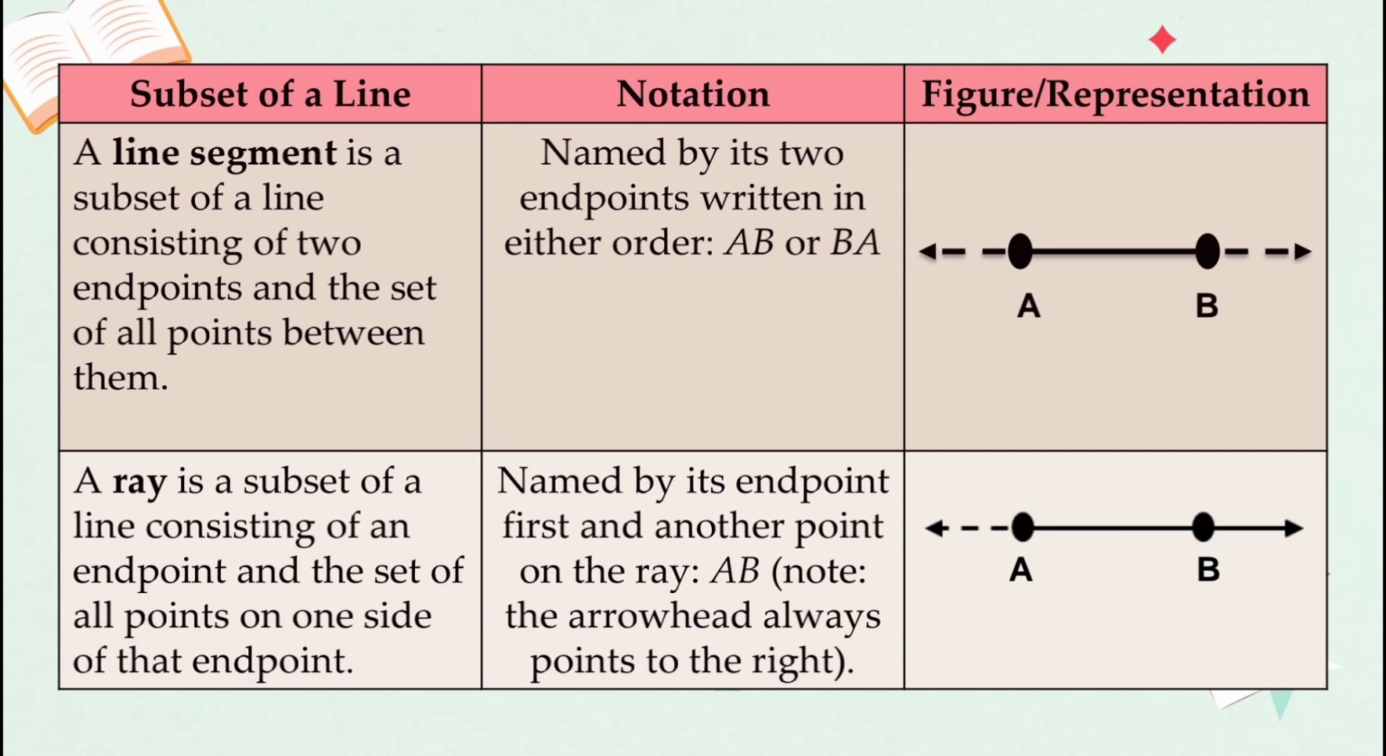A ray is a subset of a line consisting of an endpoint and a set of all points on one side of that endpoint. Notation: name by its endpoint first and another point on the ray, ray AB. Note: the arrowhead always points to the right.